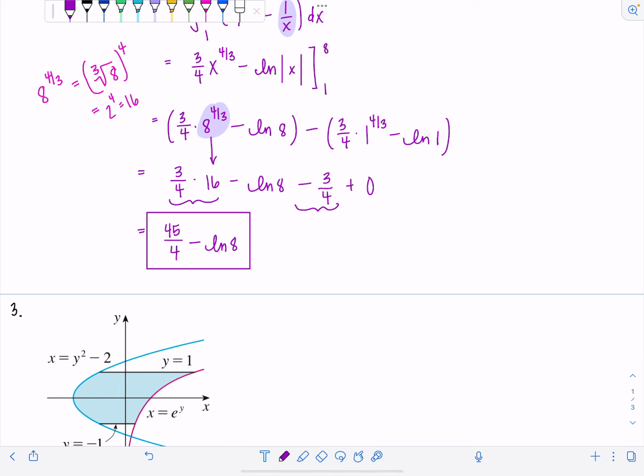That's your exact answer. Okay, those terms can't be combined. Nobody wants a decimal. Give your answers exact unless your instructor or the book indicates otherwise. This is how we want it. Beautiful. Okay, let's do another one.